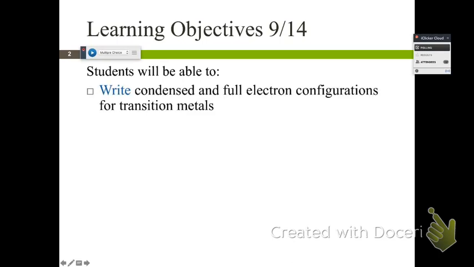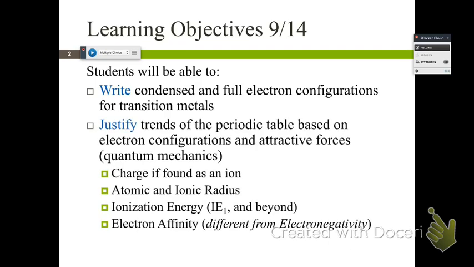All right, so our goals for today, we hadn't done transition metals for writing electron configuration, so I wanted to make sure we got a chance to practice that together. So that was one of our learning objectives, to be able to write electron configurations for transition metals. And then the rest of the class time is really going to be spent on justifying the trends of the periodic table that you guys have worked on a little bit outside of class, talking about why those trends come about.